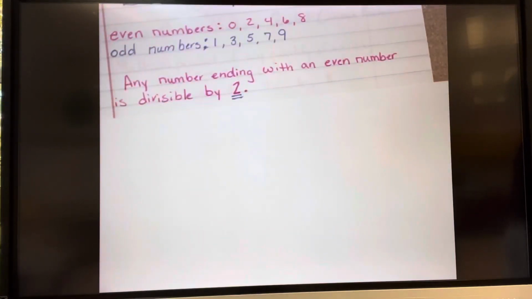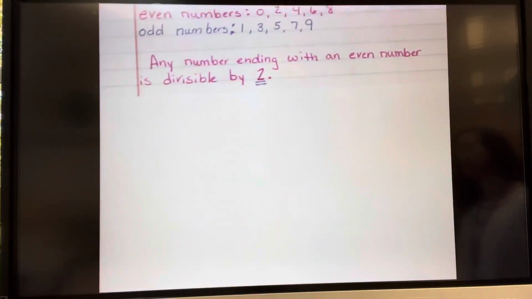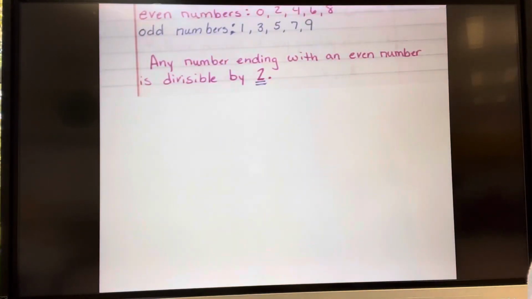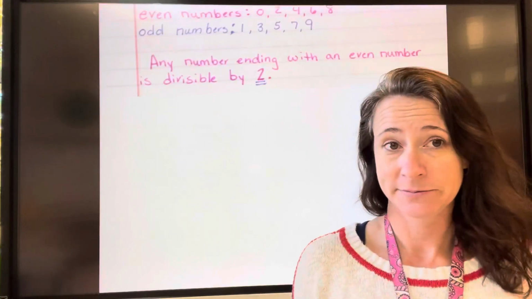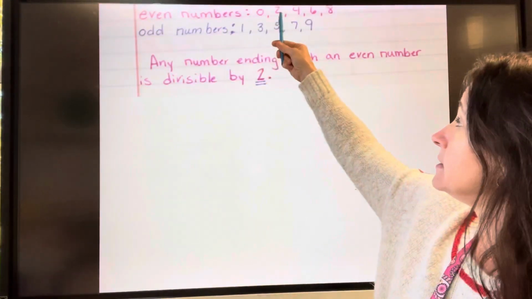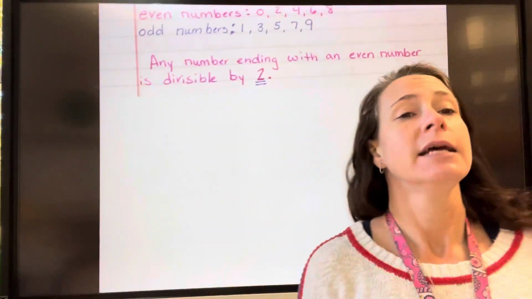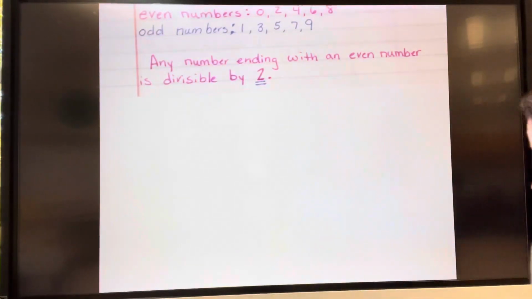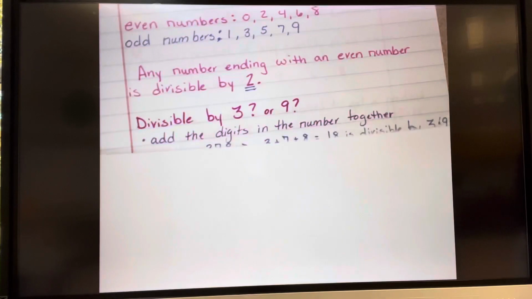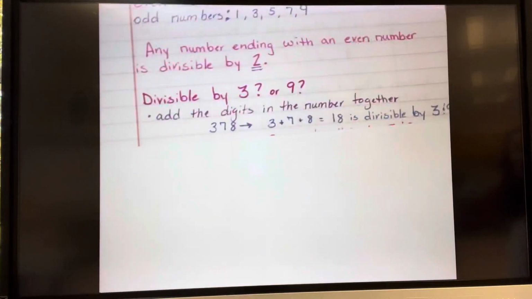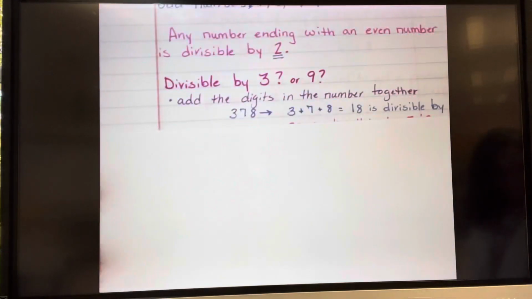So here we have the description. Any number ending with an even number is divisible by 2. So if it ends in 0, 2, 4, 6, or 8, it is divisible by 2. That means you can divide it by 2. Then we ask ourselves, well, how do we know if it's divisible by 3 or 9?